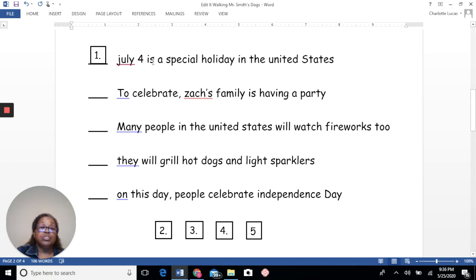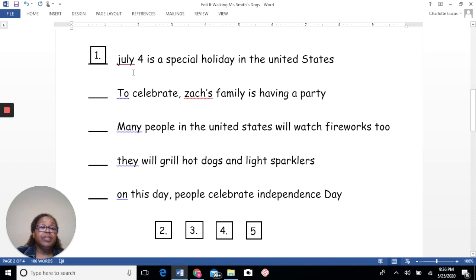So let's read the first sentence. July 4 is a special holiday in the United States. So when we think about capitalization, let's start with capitalization. We know that sentences begin with a capital letter. People's names begin with capital letters. The first and the last name begins with a capital letter. And holidays begin with a capital letter. And months of the year and days of the week. Whew, that's a lot. Let's see what we have in this sentence, July.